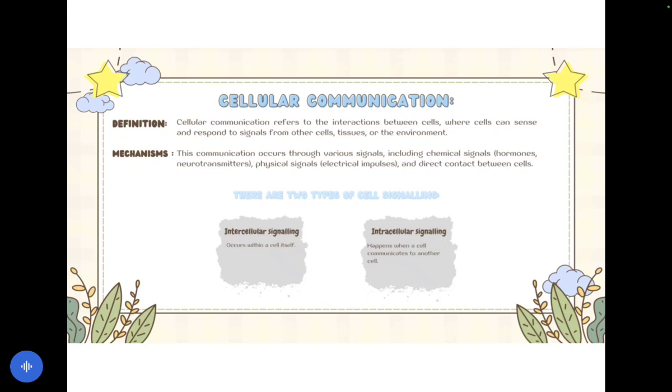Next we have cellular communication. Cellular communication refers to the interaction between cells where cells can sense and respond to signals from other cells, tissues, or the environment. This communication occurs through various signals, including chemical signals such as hormones and neurotransmitters, physical signals such as electrical impulses, and direct contact between cells. We have two types of cell signaling. These are intracellular signaling and intercellular signaling. Intracellular signaling occurs within a cell itself, while intercellular signaling happens when a cell communicates to another cell.